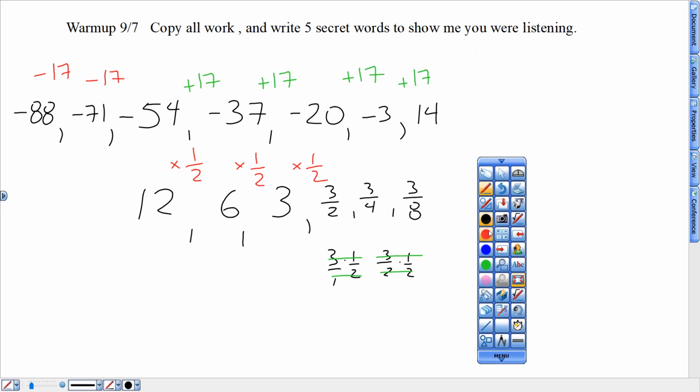Going to the left, though, is the opposite. The opposite of timesing by 1/2 is timesing by the reciprocal, timesing by 2, or 2 over 1. Timesing by the reciprocal, or 2, plain old 2. So again, take that 12 times 2, 24. Take that 24 times 2, gives me my next term, 48. So be familiar with these specific sequences, a geometric and an arithmetic.